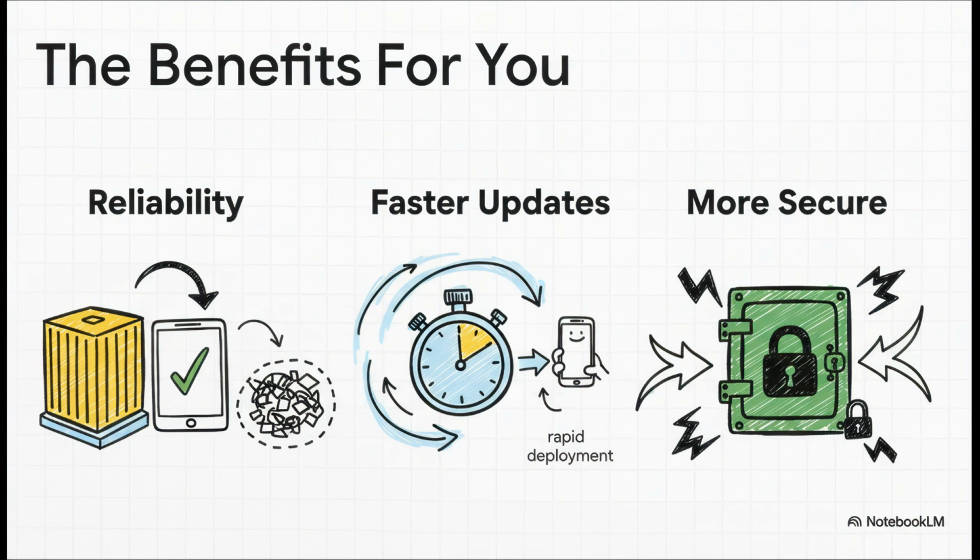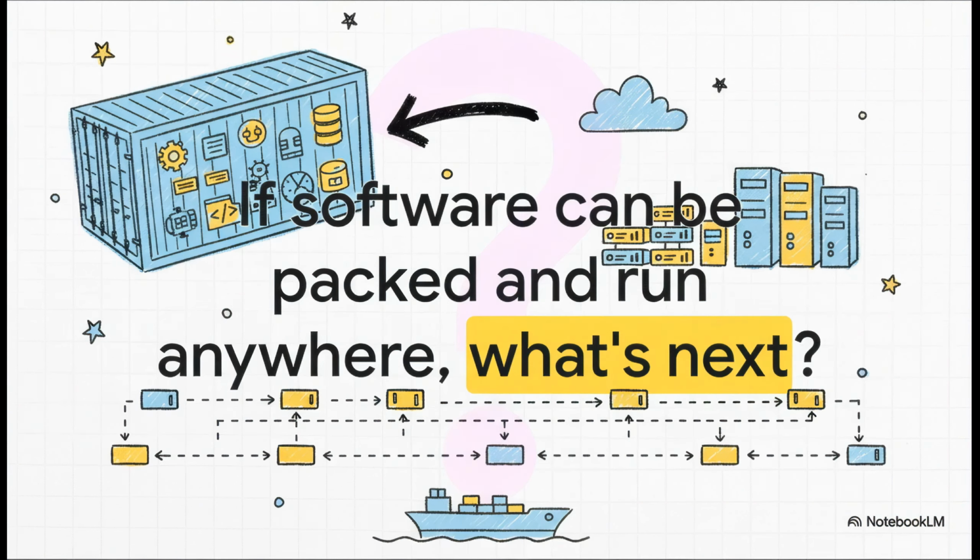So what does this all boil down to for your favorite apps? Well, for one, they're way more reliable. They crash less because that whole "works on my machine" problem is basically gone. You get faster updates because developers can roll out new features and bug fixes super quickly and with confidence. And really importantly, your apps are more secure. Since everything is in its own little isolated box, a problem in one app can't spread and infect the whole system.